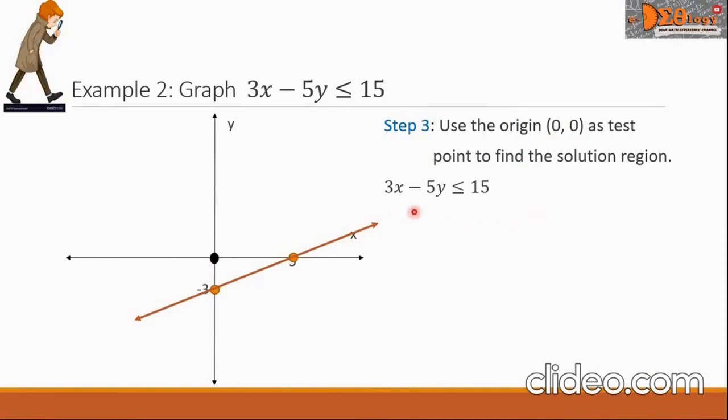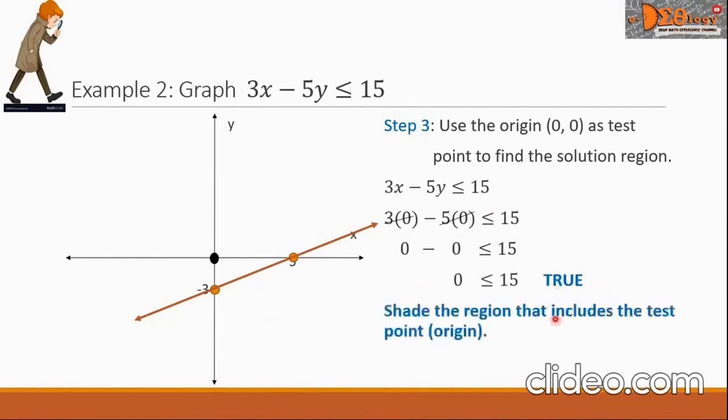So 3x minus 5y is less than or equal to 15 now becomes 3 times 0 minus 5 times 0 is less than or equal to 15. 3 times 0 is simply cancelled out. Also the 5 times 0, and this is 0 minus 0, which is 0, is less than or equal to 15. And this is a true statement.